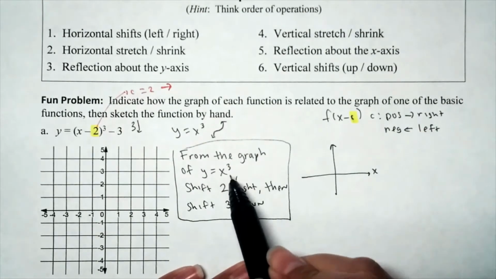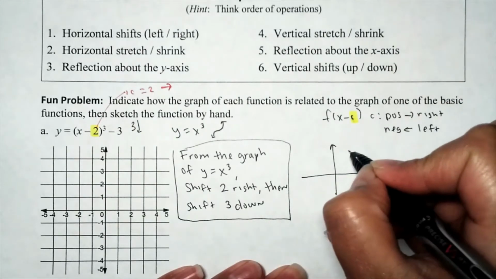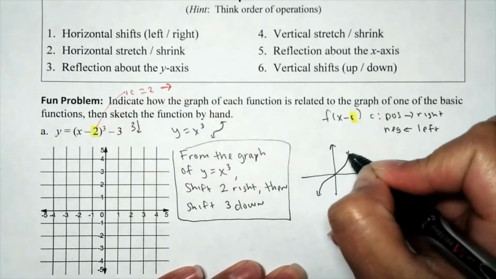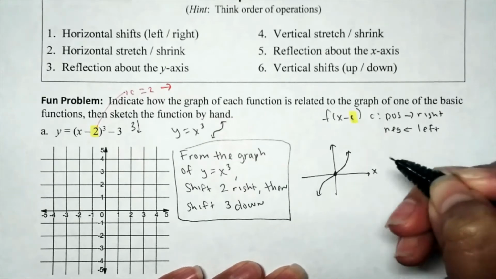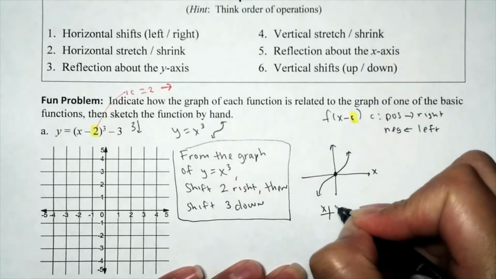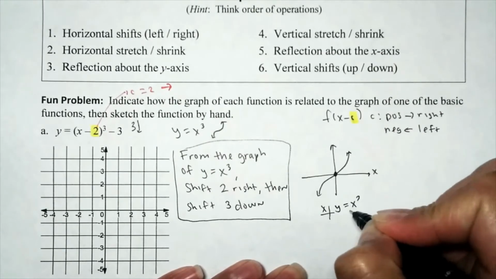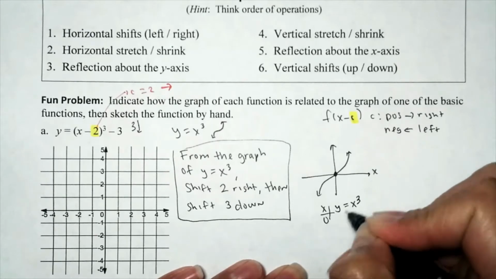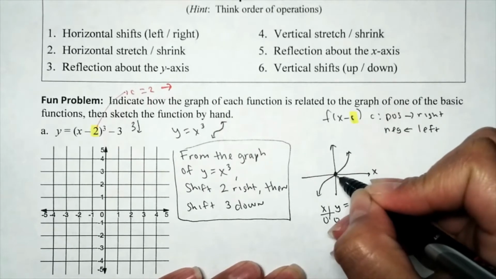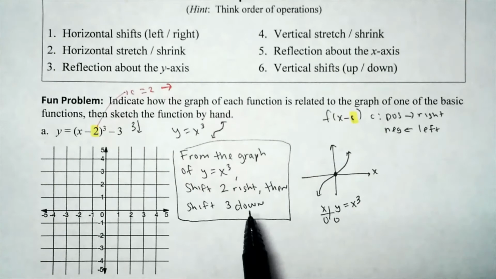So the graph of y equals x cubed looks something like this. I'm going to go ahead and identify this point. So at this point, what is it? y equals x cubed. If x equals 0, y equals 0 cubed, or 0. So I'm going to take this point, anchor it, and then apply these commands.